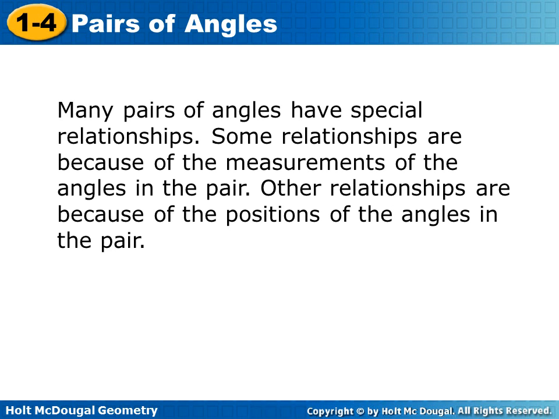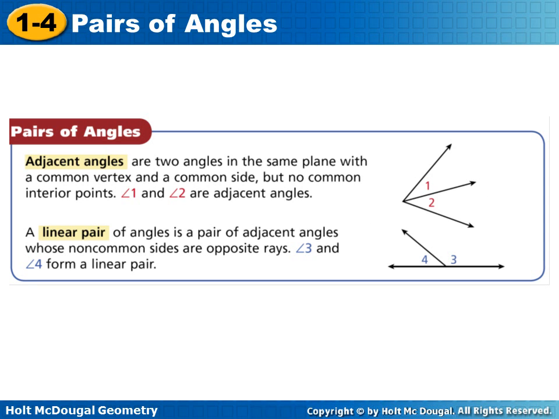Many pairs of angles have special relationships. Some relationships are because of the measurements of the angles in the pair. Other relationships are because of the position of the angles in the pair.